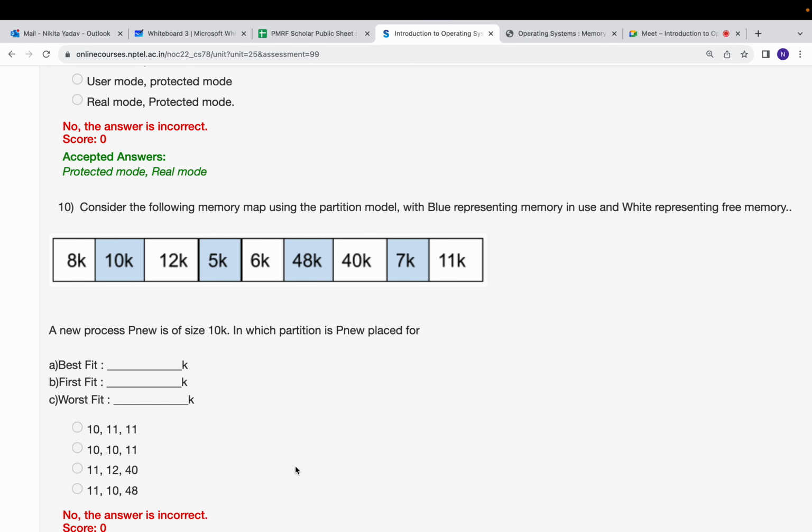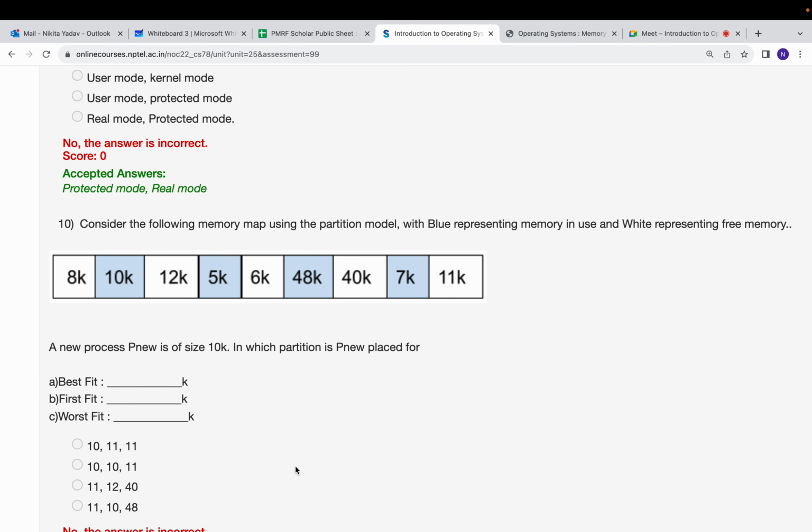Okay, so the last question in this quiz is: consider the following memory map using the partition model, with blue representing memory in use and white representing free memory. A new process P new is of size 10 kilobytes. In which partition is P new placed for best fit, first fit, worst fit? And your options are here. Am I traversing from left to right or right to left? Do it from left to right.